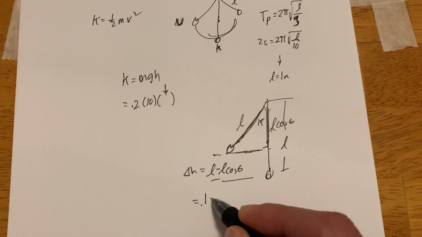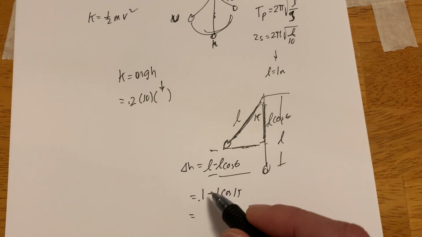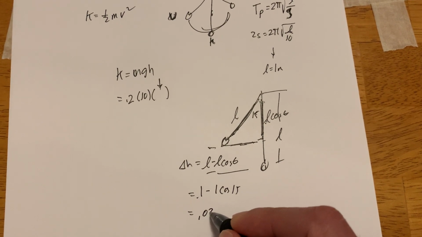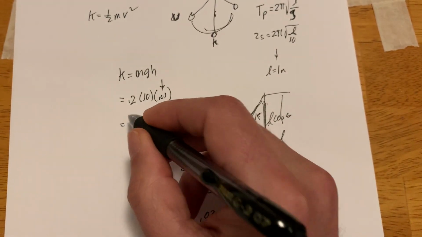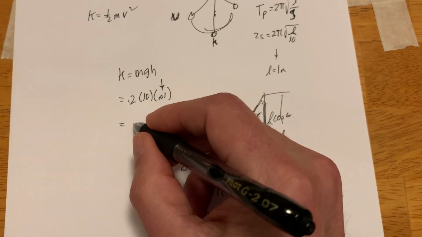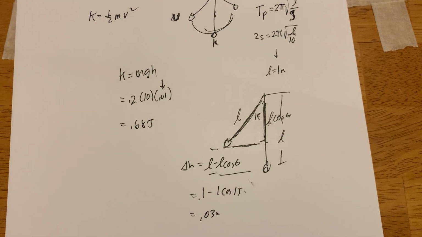So what do I have? 1 minus 1 cosine 15. And like I said, I did this already, and you're going to get something like 0.03 meters. So put the 0.03 meters in there, and you're going to get something like 0.68 joules. So that's that guy right there. It's a little involved, a little tough, I must say. So that's that guy. What else did we want here?